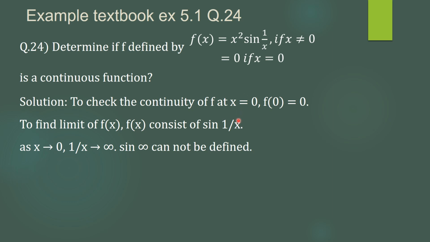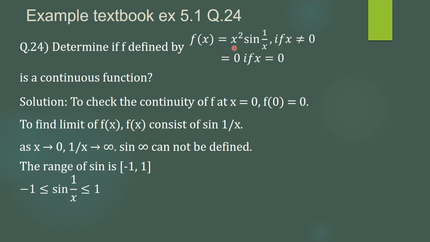So we cannot find it directly by replacing the value of x here to find the limit of f of x. For that, we will go with another method, and we are going to use the range of the function. Now we know that the range of sine is -1 to 1. It means that the value of sine always lies between -1 and 1. So I can write it as -1 is less than or equal to sine of 1 by x, which is less than or equal to 1.